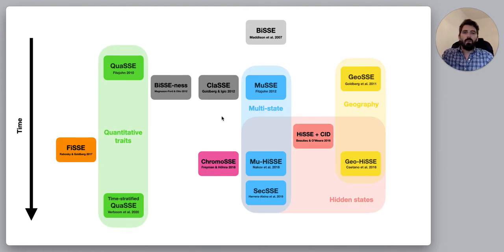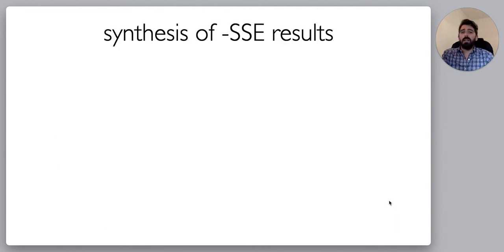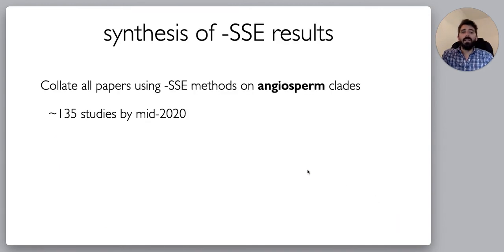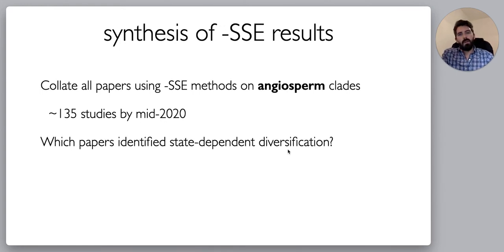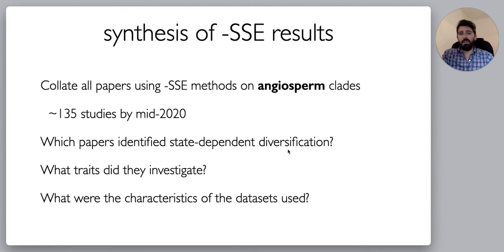The SSE family of models are some of the most popular models used today to investigate species diversification, and BiSSE has been extended to incorporate multiple states, to allow for quantitative traits, to focus on geography, and to include hidden states. We synthesize the results of studies using these approaches by collating all studies that use SSE models on angiosperm clades, about 135 different papers when we first collated them in 2020. We aim to figure out which papers identified state-dependent diversification, which traits they investigated, and the characteristics of the datasets they used to make their inferences.